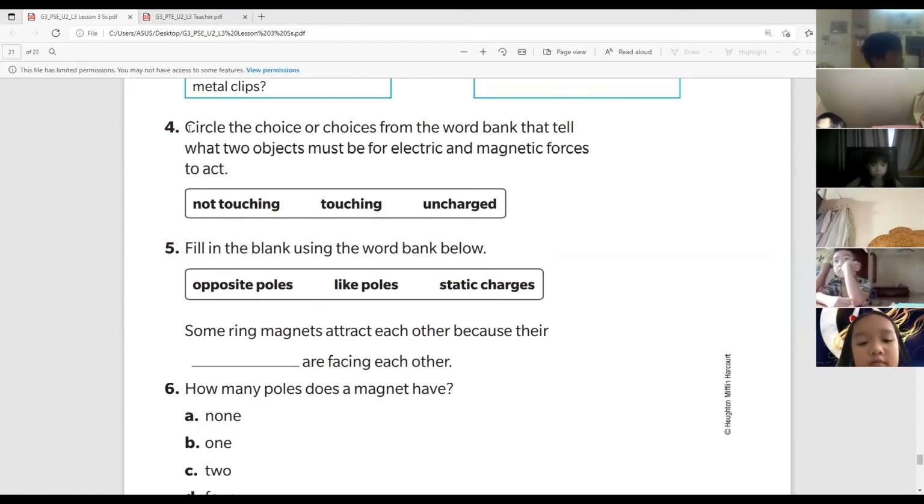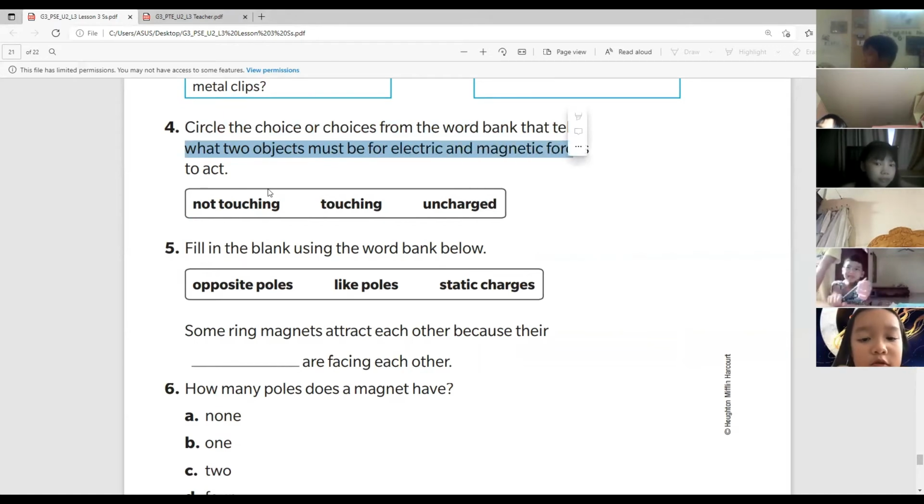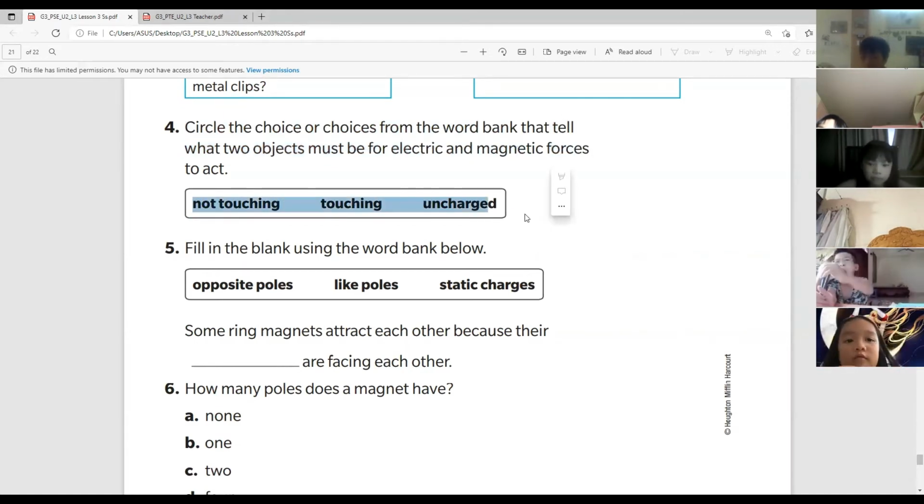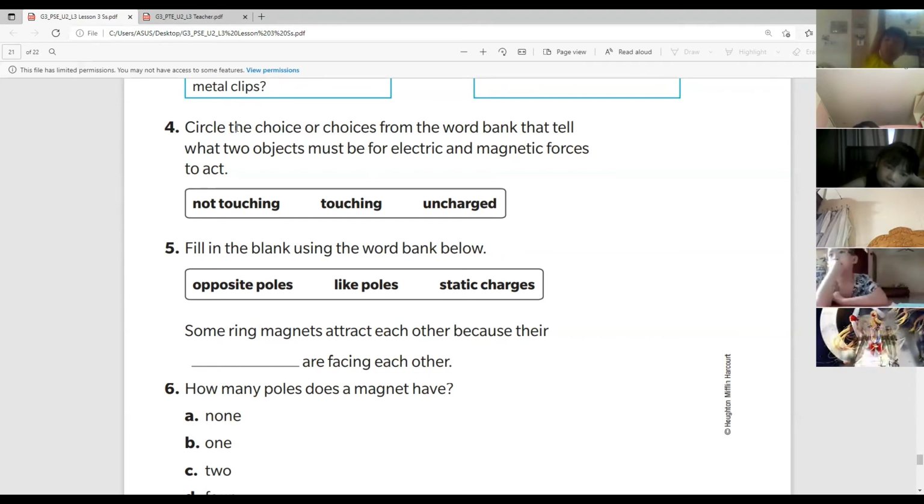Okay, could you read number 4 though? Circle the best choice or choices from the word bank that tell what two objects must be for electric and magnetic forces to act. Question number 4, I don't understand, so I didn't do it. Okay, Taylor, they want us to circle the choice or choices, so we can choose more than one if we think there's more than one answer from the word bank. So guys, you can choose more than one.